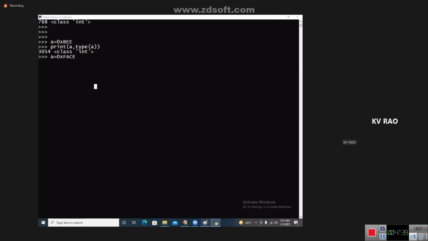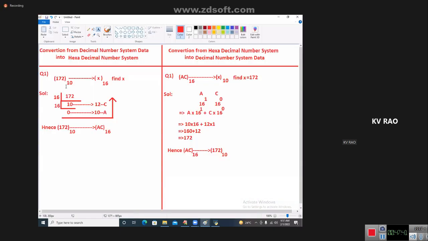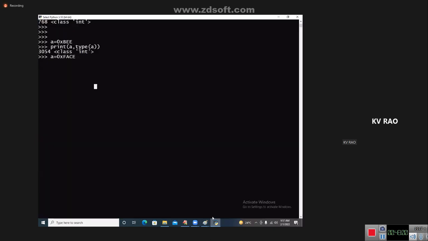Soundarya, I already told you here. You see, Soundarya, decimal to hexa, I already explained here. You apply it for anything and you will get it. Already I explained. Take any example and apply this formula, you will get the answer. Please take care of that.